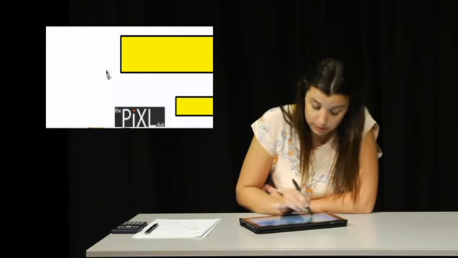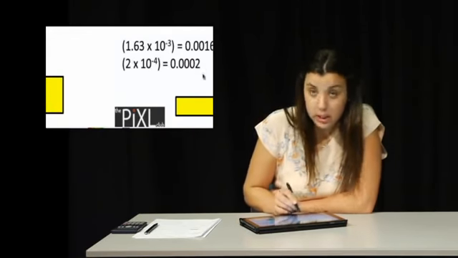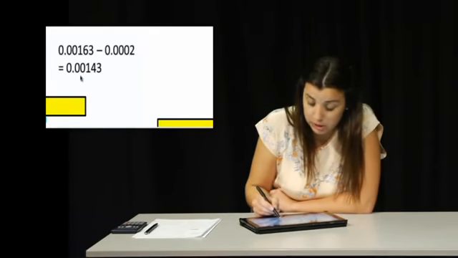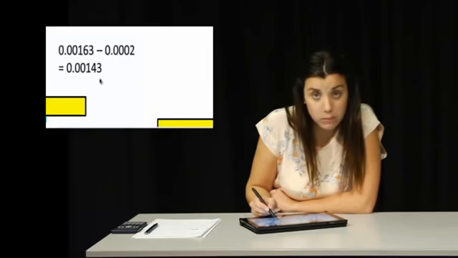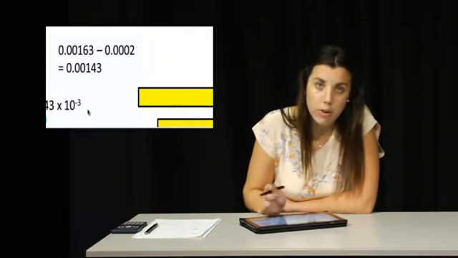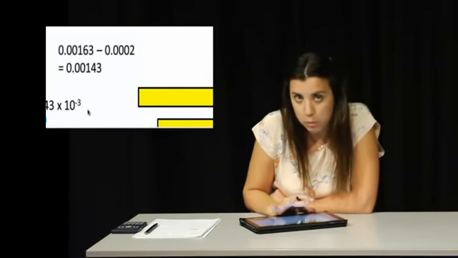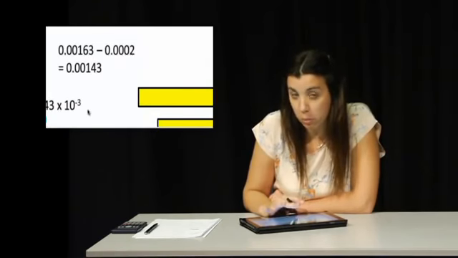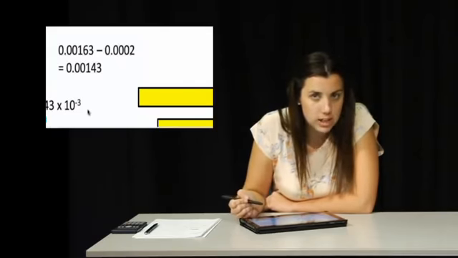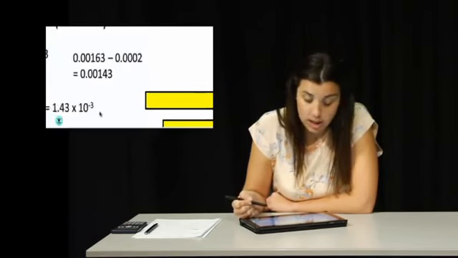So once again, our first step, convert these numbers back to normal numbers. Converting them to normal numbers gives us these. Doing our subtraction gives us this value here, 0.00143. Converting it back to standard form, this number here between 1 and 10, multiplied by 10 to the negative 3. So remember those steps. When we're adding and subtracting, convert back to normal numbers, do the addition and subtraction, and then give your answer in standard form. In the exam, they'll generally say, work out this calculation, give your answer in standard form. So it's really important you convert back at the end.